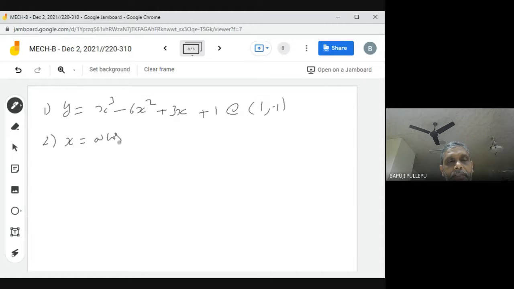x is equal to a cos theta, y is equal to b sin theta. When points are given like this, what is the curve? x is equal to a cos theta, y is equal to b sin theta means parametric equations, with theta as the parameter. In this problem, the same thing they may ask like this: find the center of curvature of the ellipse x square by a square plus y square by b square at a cos theta, b sin theta. Both are the same. This you can find.